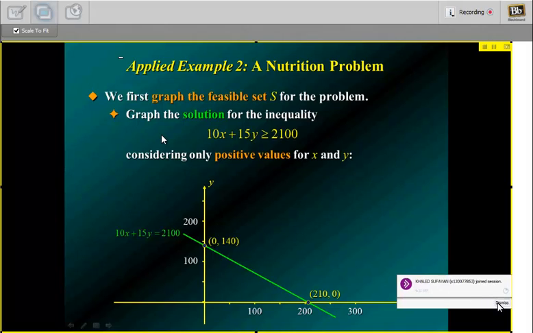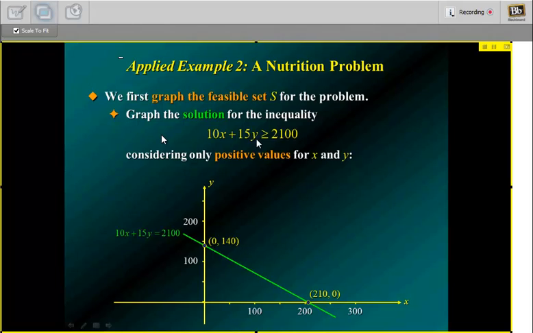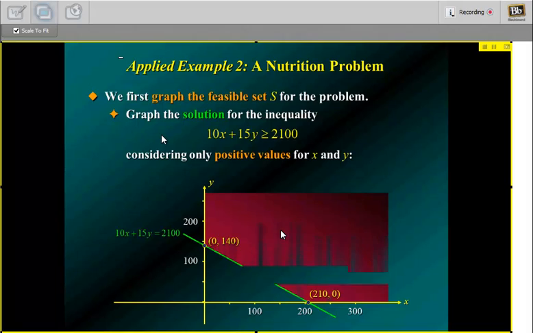So yes, if we put x is equal to 0, y is equal to 0 in this equation, we find that 0 plus 0 is greater than 2100. So this statement is false. When the statement is false, it means the feasible region goes outward from the origin.